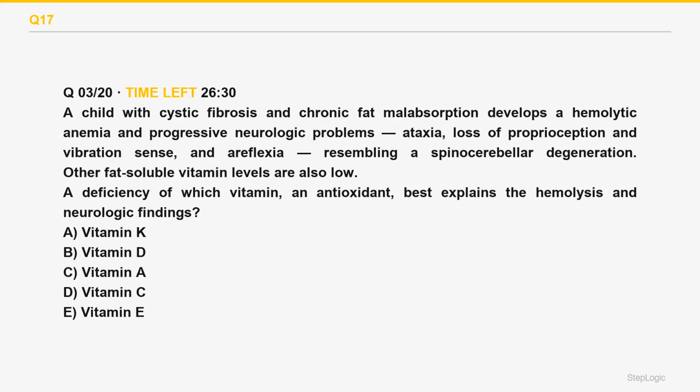A deficiency of which vitamin, an antioxidant, best explains the hemolysis and neurologic findings? A child with cystic fibrosis and chronic fat malabsorption develops a hemolytic anemia and progressive neurologic problems: ataxia, loss of proprioception and vibration sense, and areflexia, resembling a spinocerebellar degeneration. Other fat-soluble vitamin levels are also low. Read the command: which vitamin? Fat malabsorption, hemolytic anemia, neurologic degeneration, ataxia, posterior column signs, antioxidant: vitamin E deficiency.